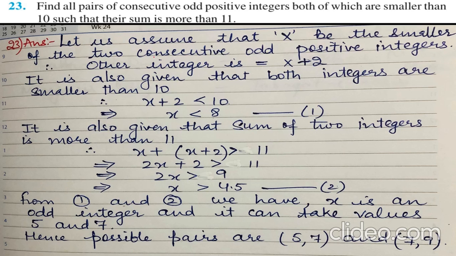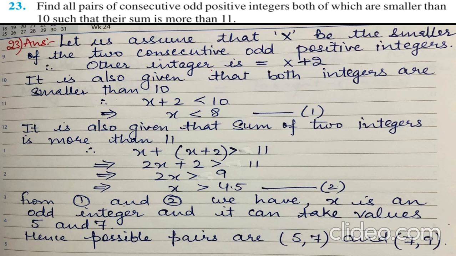Consecutive odd positive integers are like 15, next is 17. Adjacent you can say 17, 19, 19, 21 and so on. So here the conditions are that both should be smaller than 10 and their sum is more than 11. So let us assume that x be the smaller of the two consecutive odd positive integers, so other must be x plus 2 because the difference between the two consecutive odd positive integers is 2.